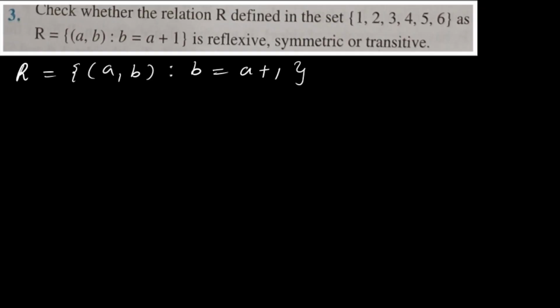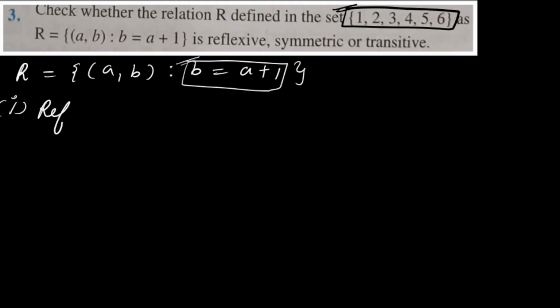So let's check this. This one is very simple to check, because the set is already given to us. We have to choose ordered pairs from the Cartesian product of this set with itself. That Cartesian product we don't have to write, the relation is already given to us. We just have to check. So first one is reflexive. It's clearly visible, it won't be reflexive.